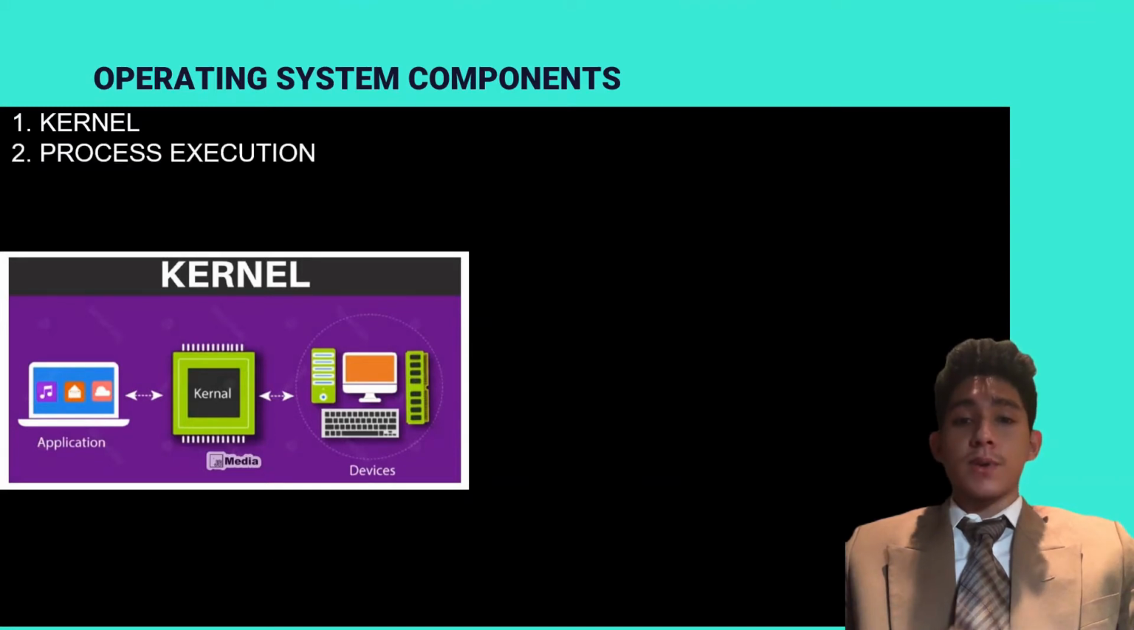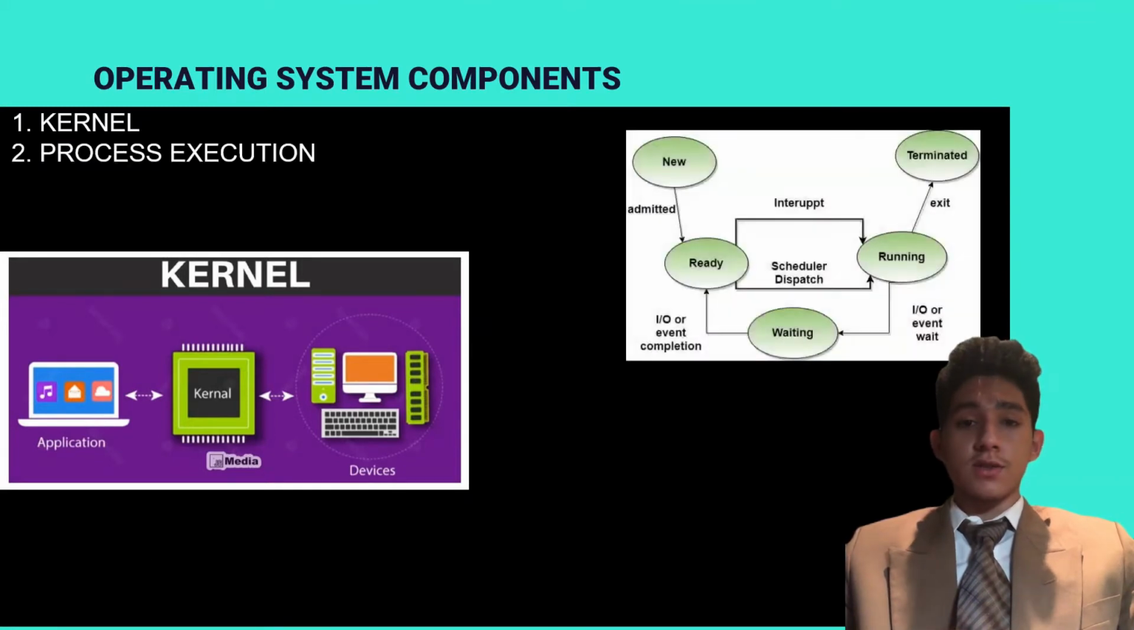Second, process execution. Process execution is the execution of a program that performs the actions specified in the program. It can be defined as an execution unit where a program runs. The operating system helps you to create, schedule, and terminate the processes which are used by the CPU.